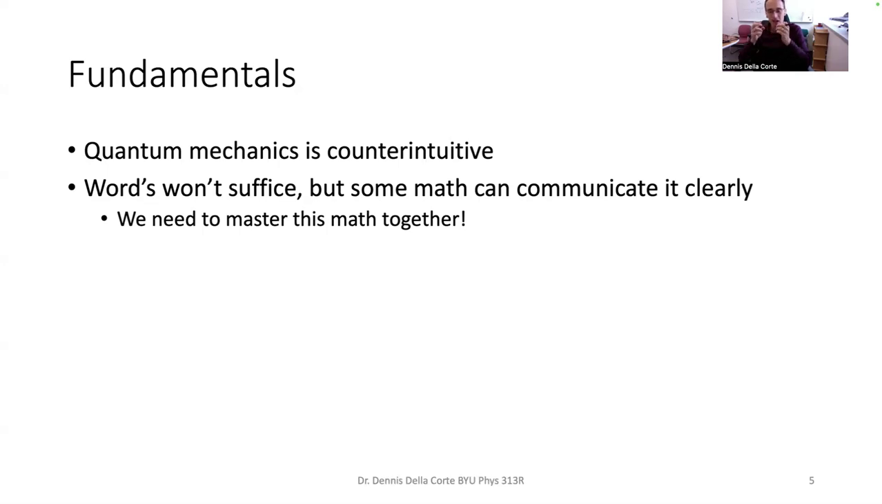Because of this counterintuition, the type of reasoning that you use in an introductory physics class when you get exposed to Newton's laws just doesn't work well. So words and experiments are not sufficient to explain and predict the results of the theory of quantum mechanics. We need a different language to communicate it efficiently, and that is math. There is a subset of the field of linear algebra that we will have to actually master together.